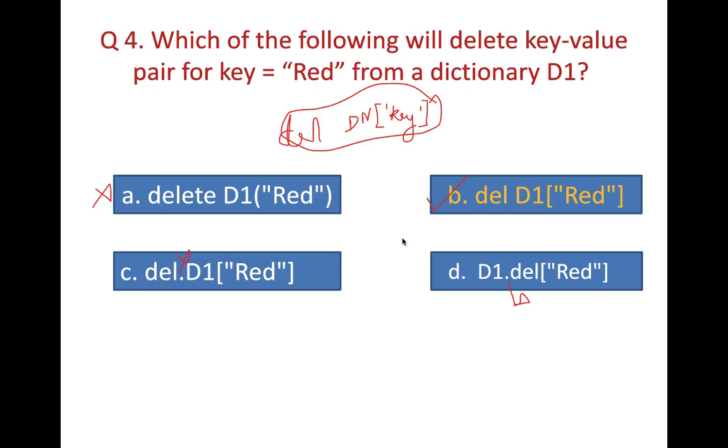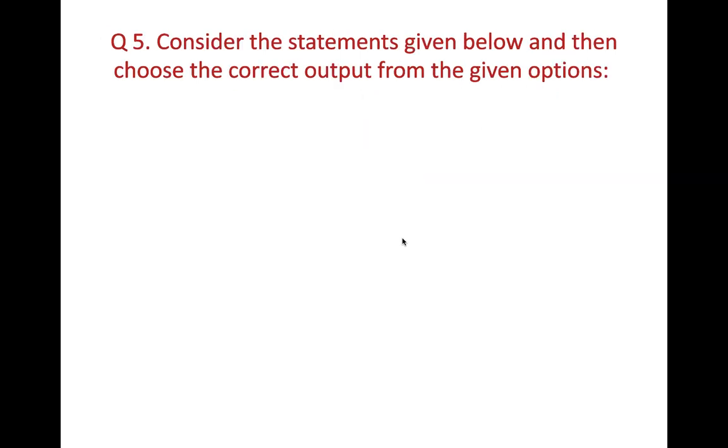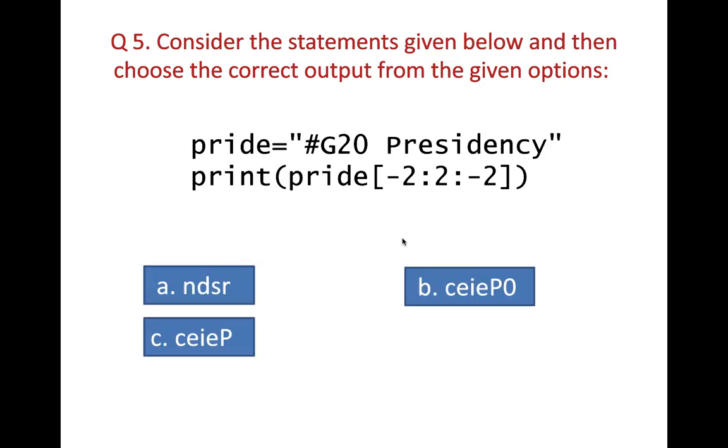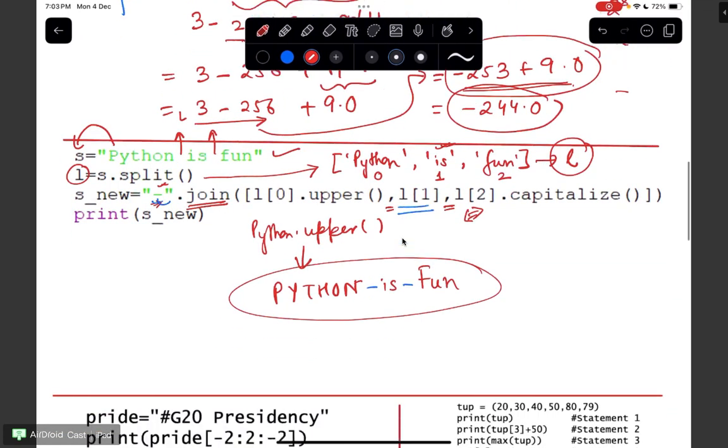Let's move ahead to the next question. Consider the statements given below and then choose the correct output from the given options. So a code is given and some output options are given. Out of these options we need to find out the correct option. So let's try to work it out.